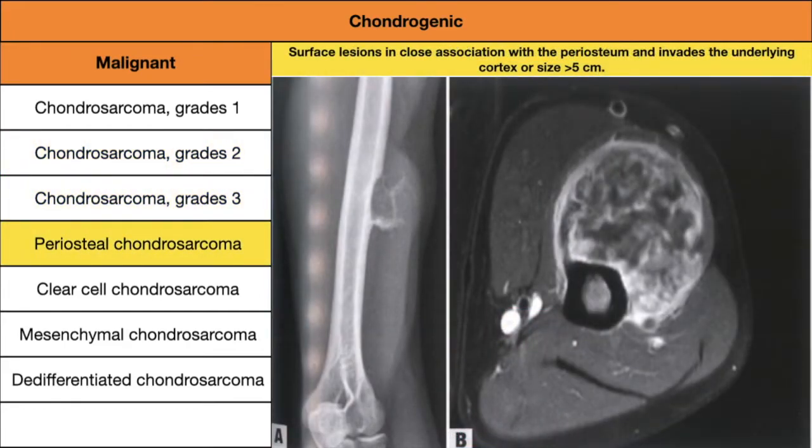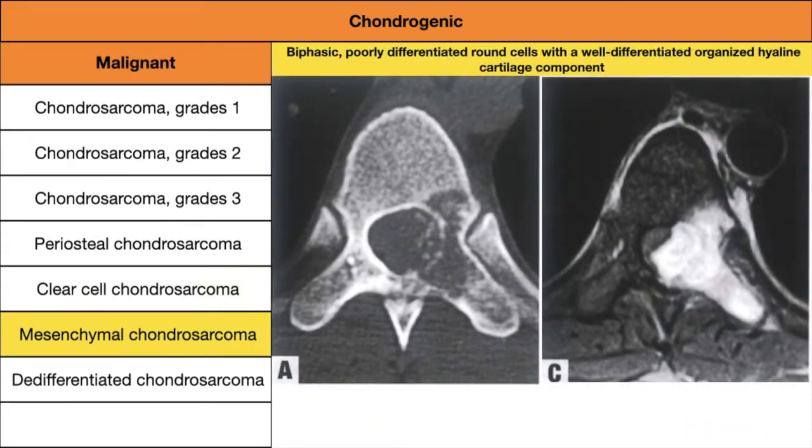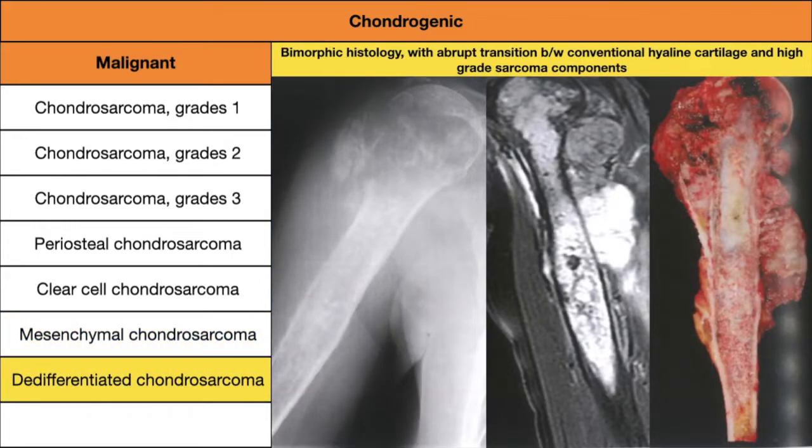Then periosteal chondrosarcomas are the surface lesions in close association with the periosteum and invade the underlying cortex, or they have a size of more than 5 cm. Clear cell sarcomas are malignant chondrogenic low-grade epiphyseal tumors. They are characterized by lobules of cells with abundant clear cytoplasm. Mesenchymal chondrosarcoma are malignant chondrogenic biphasic tumors with poorly differentiated round cells and a well-differentiated organized hyaline cartilage component. Dedifferentiated are again malignant chondrogenic, with bimorphic histology with abrupt transition between conventional hyaline cartilage and high-grade sarcoma components.